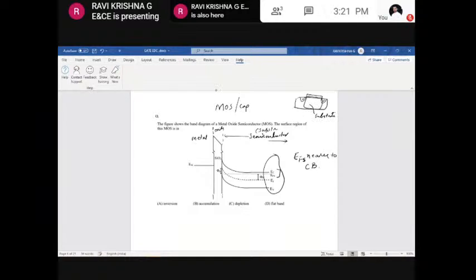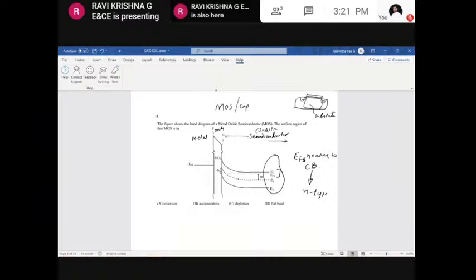If the Fermi level is nearer to the conduction band, which type of material should it be? It should be N-type material, because the Fermi level of this particular semiconductor is nearer to the conduction band. That leads to the N-type semiconductor.